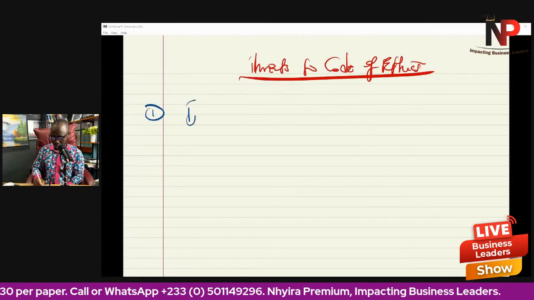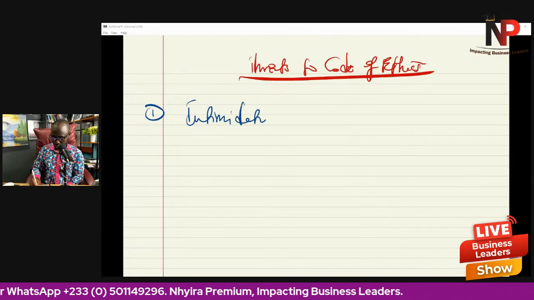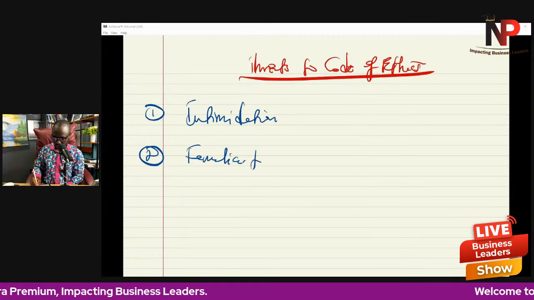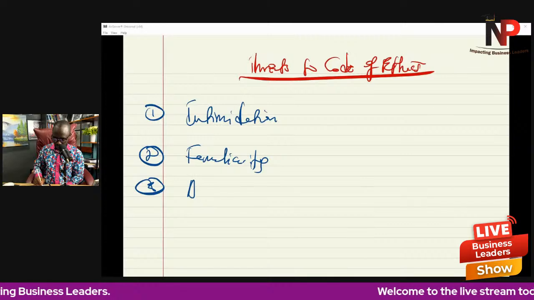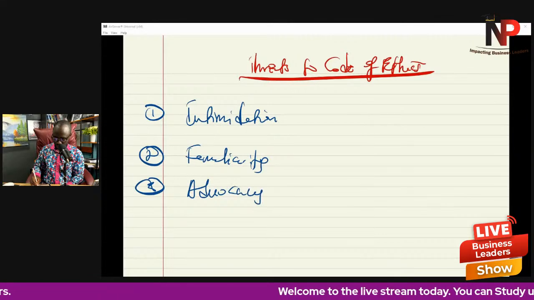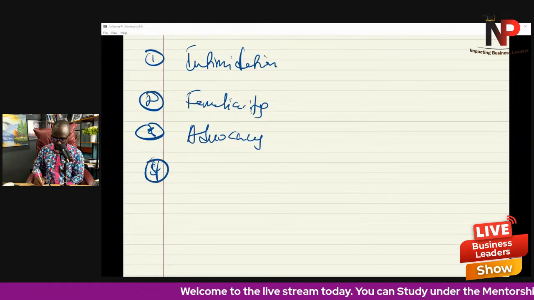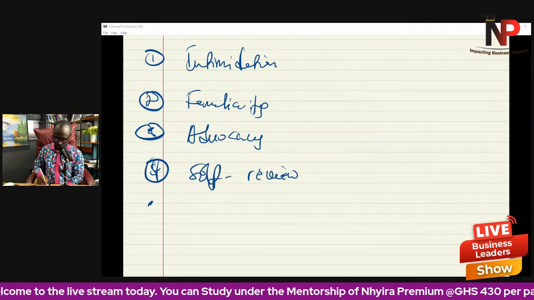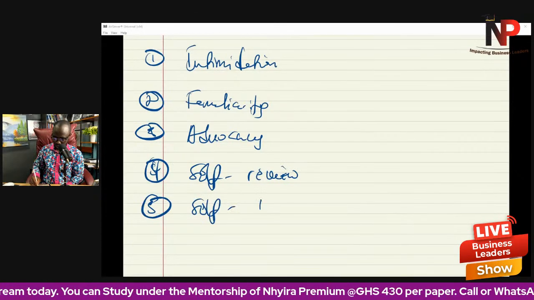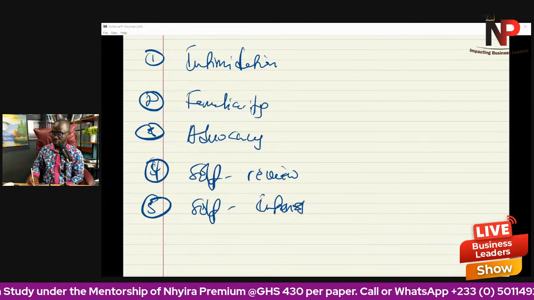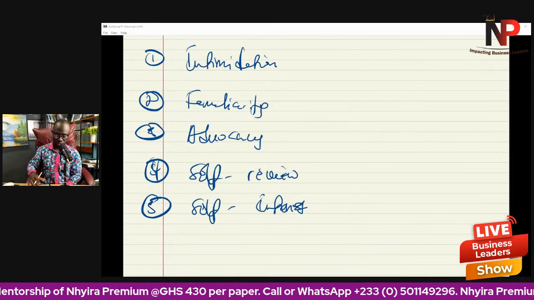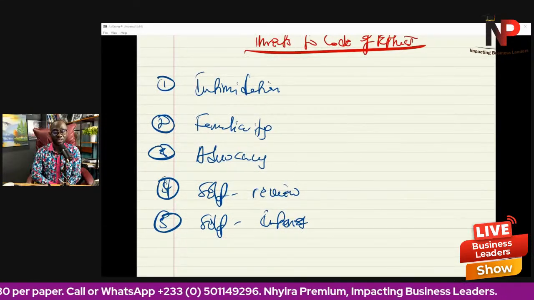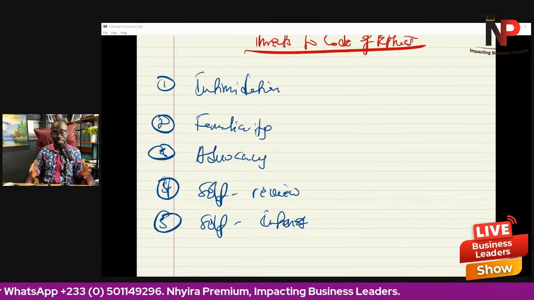We have the intimidation threat, we have the familiarity threat, we have the advocacy threat, we have the self review threat, and then we have the self interest threat. So these are the five threats to the code of ethics that you must understand in detail.